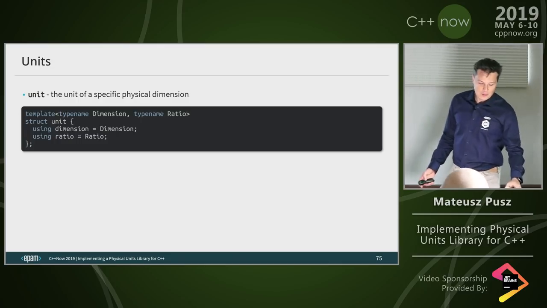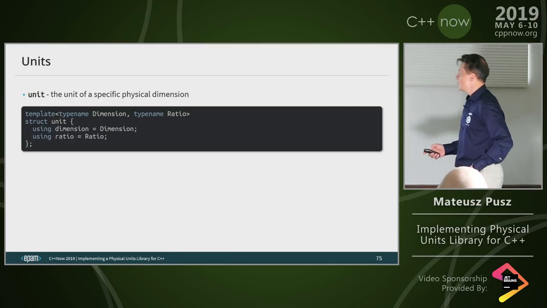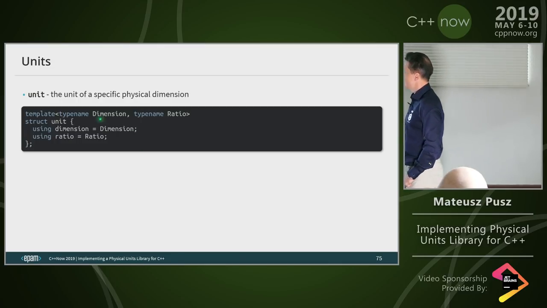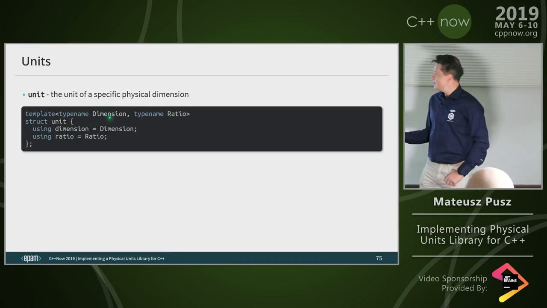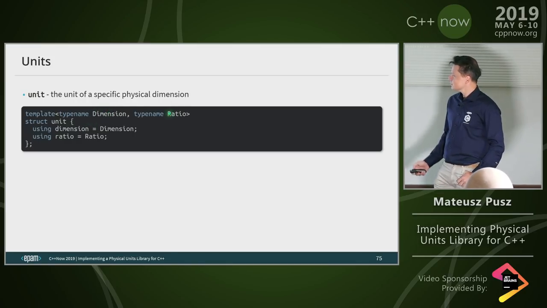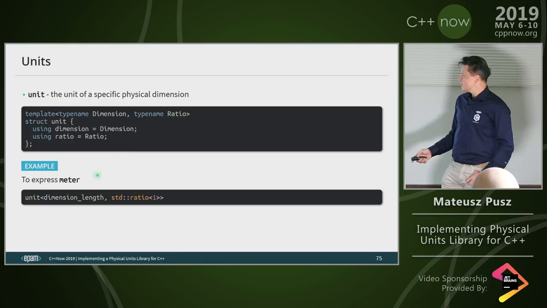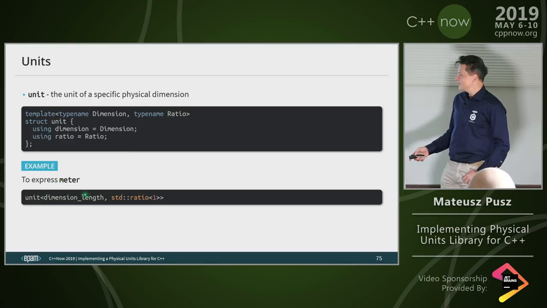Okay, so let's move forward. We have a dimension, we want to create a unit. Unit has a dimension and a ratio. So for example, meter will be a unit of dimension length, ratio 1.